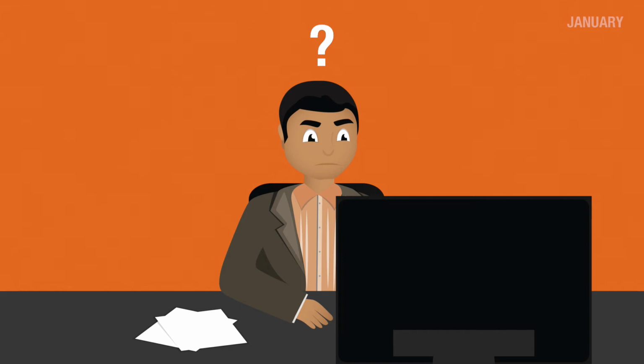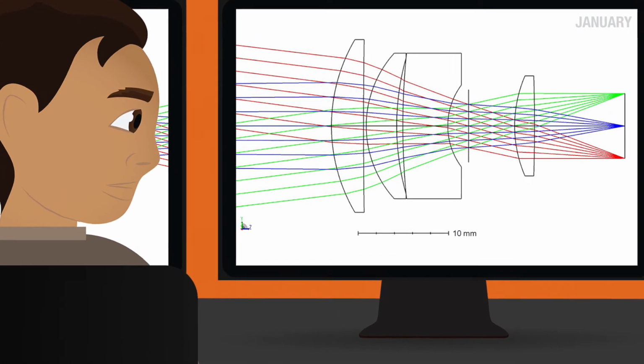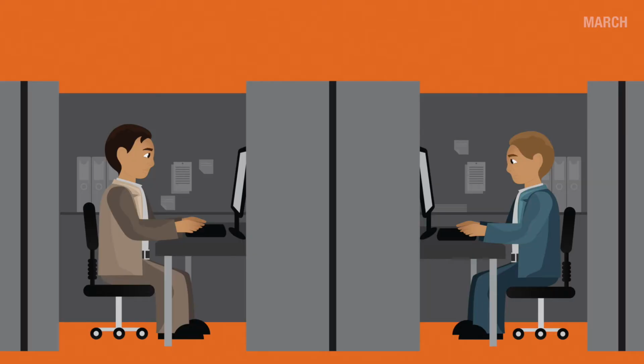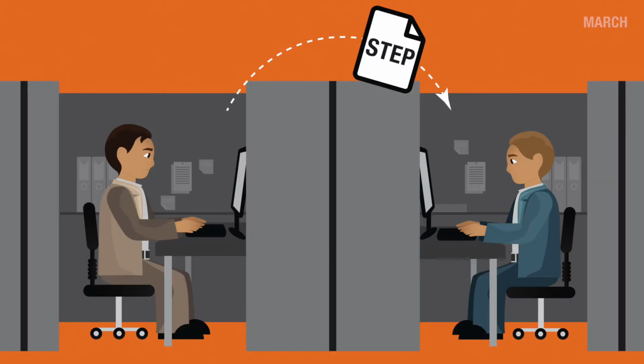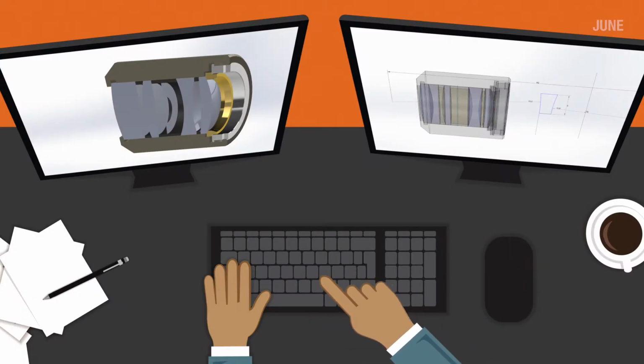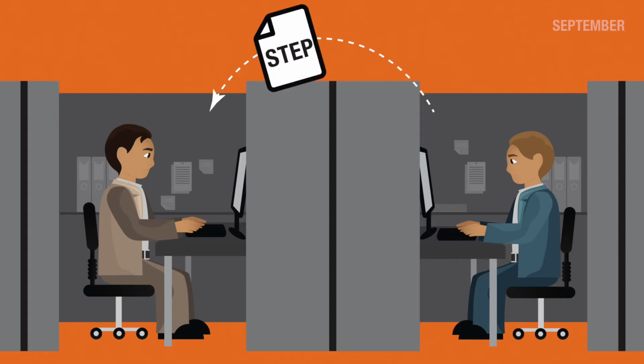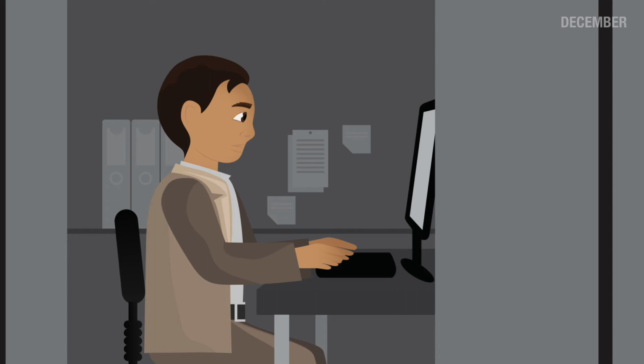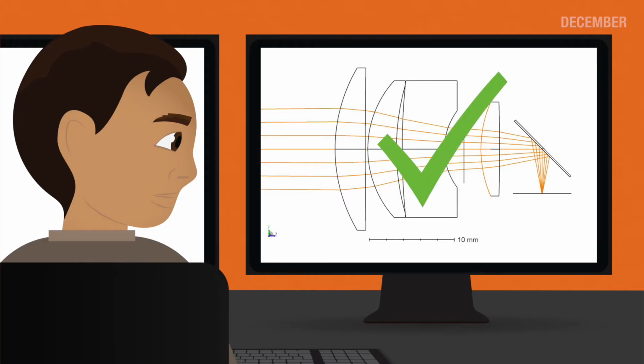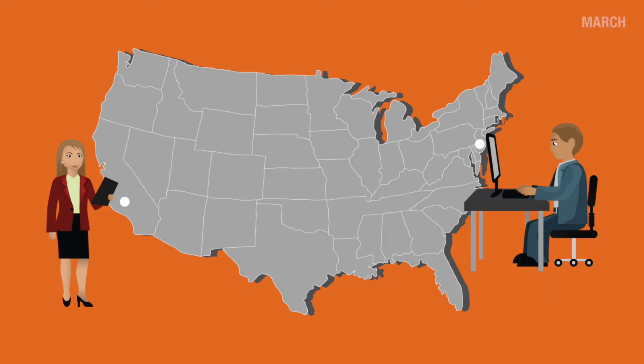The optical engineer revises the optical design and exports them as another step file, passing it back to the mechanical engineer, who manually rebuilds the design files, creates packaging, and sends it back to the optical engineer. Good news! The optical engineer checks the mechanical engineer's work and gives the thumbs up to go to prototyping.